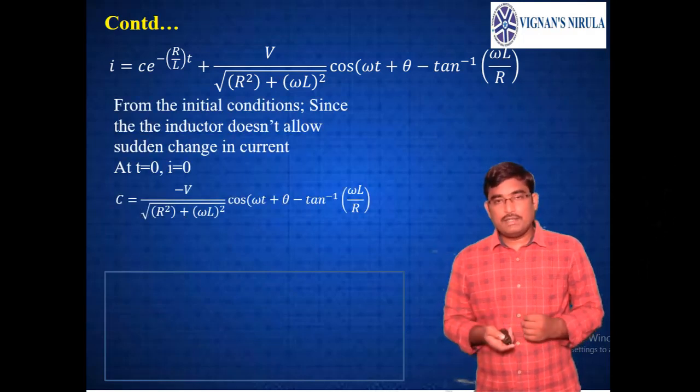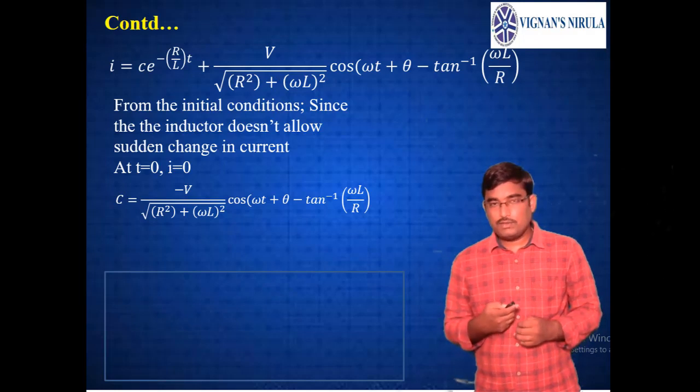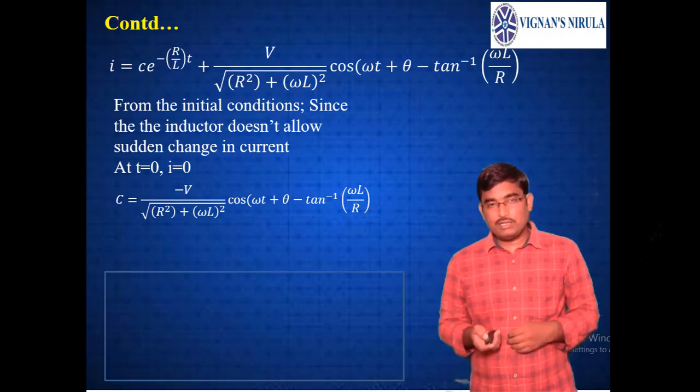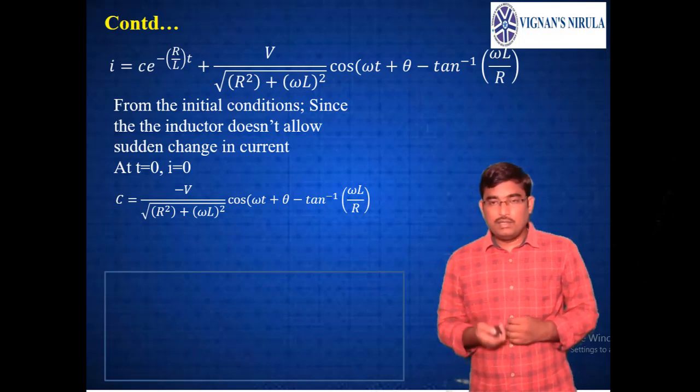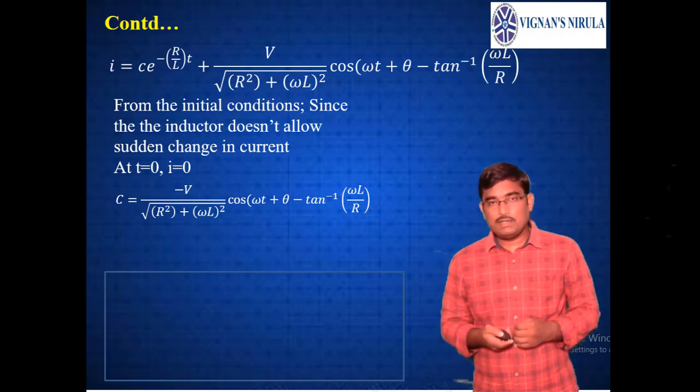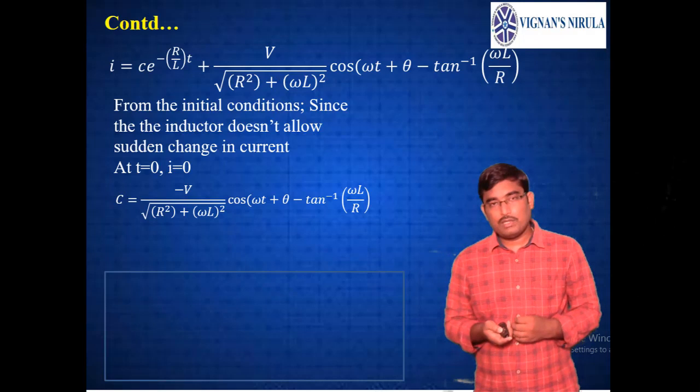Now, in order to get the arbitrary constant, we need to take the initial conditions. At t equals 0, where the switching operation occurs, the current flowing through the circuit is 0 because of inductor action, because an inductor doesn't allow any sudden changes in current. So from this equation we can get C by putting t equals 0 and I equals 0 in the above equation. Then C will be minus V by square root of R square plus omega L whole square into cos of omega t plus theta minus tan inverse omega L by R. Of course omega t will also be 0 because t is 0, so it is cos of theta minus tan inverse omega L by R.